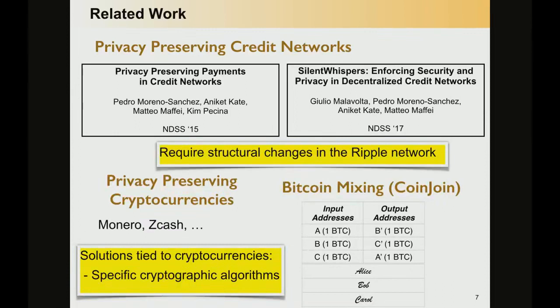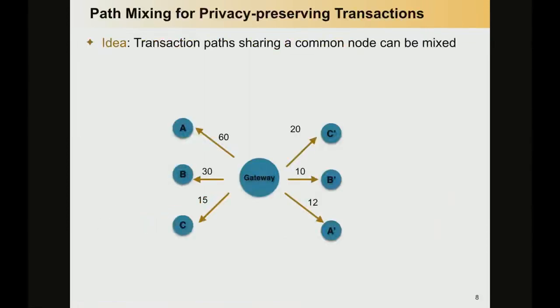Given that, the natural thought that we had is, what if we actually mix the paths of several transactions? And the idea that we had is that it's actually possible to mix transaction paths as long as they share a common node, like the example depicted in this figure here.